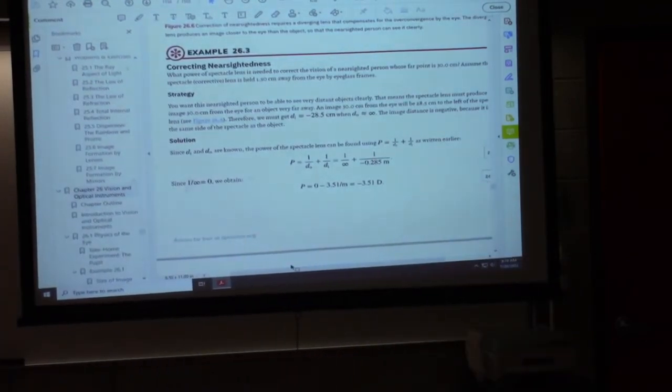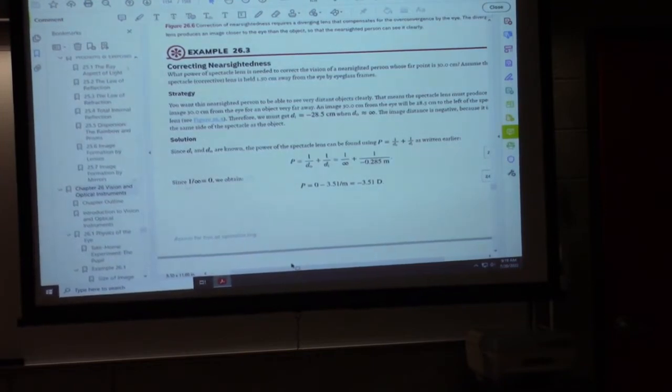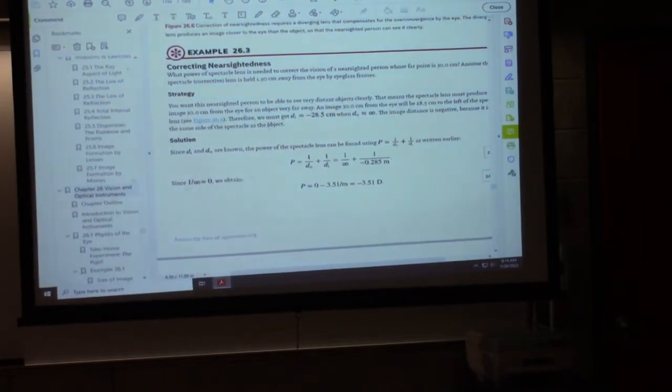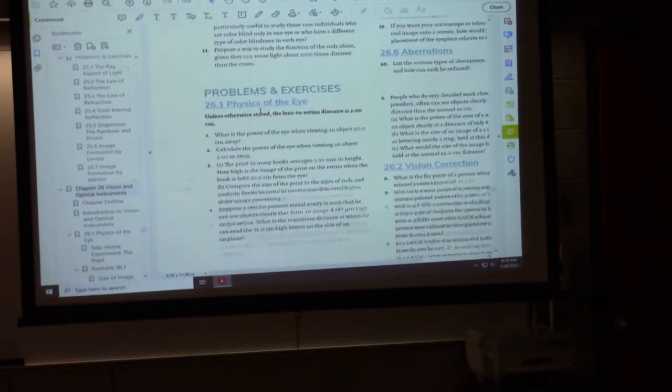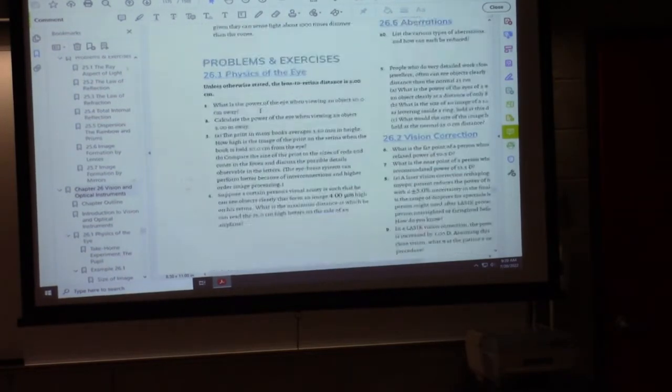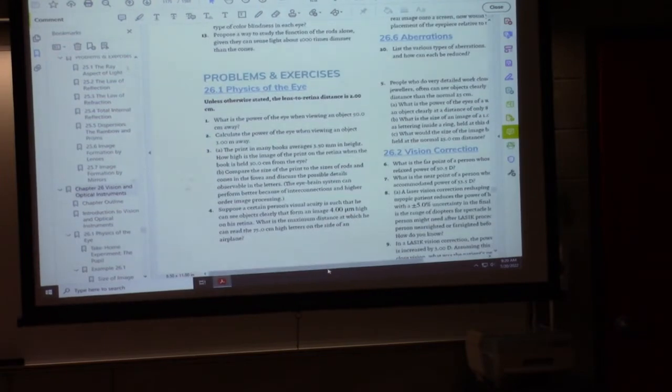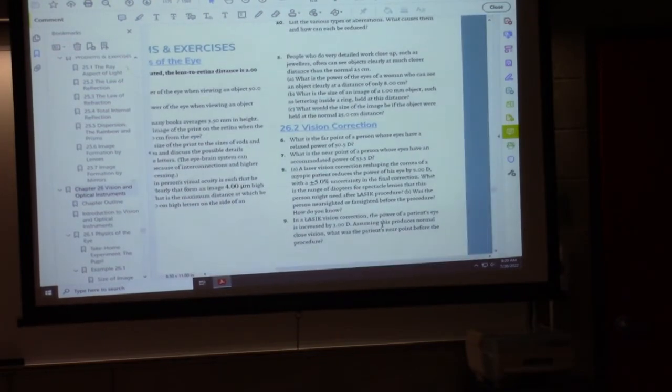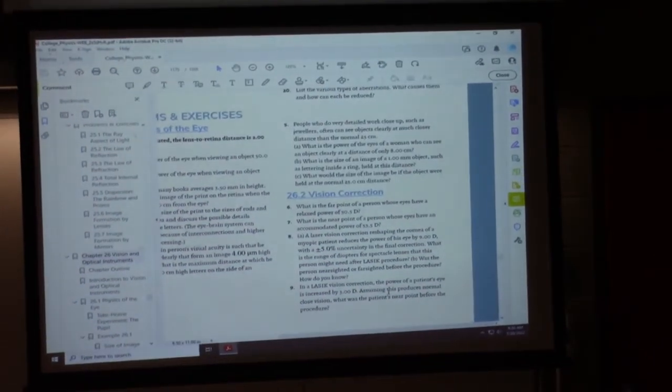Well, let's try this logic again. Let me try a couple of other ones here. How about number 6 here at the end of the chapter. Where do the problems start here? Let me try number 6. Number 6 says, what is the far point of a person whose eyes have a relaxed power of 50.5? Okay, so now remember what we did earlier.